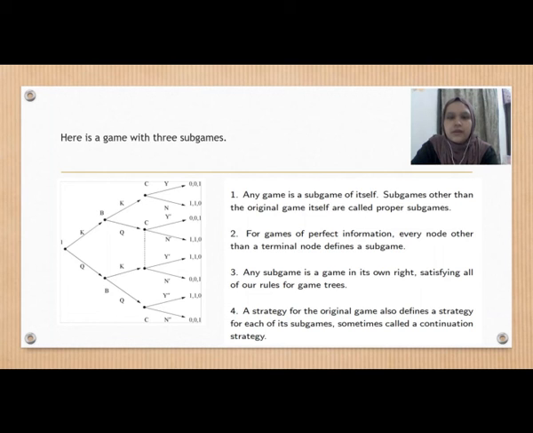For games of perfect information, every node other than a terminal node defines a subgame. Any subgame is a game in its own right, satisfying all of our rules for game trees. A strategy for the original game also defines a strategy for each of its subgames, sometimes called a continuation strategy.